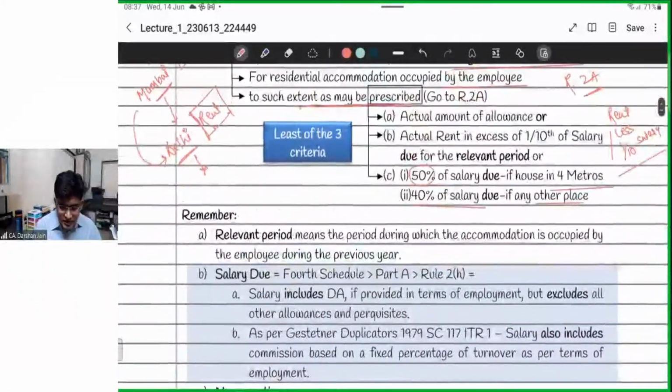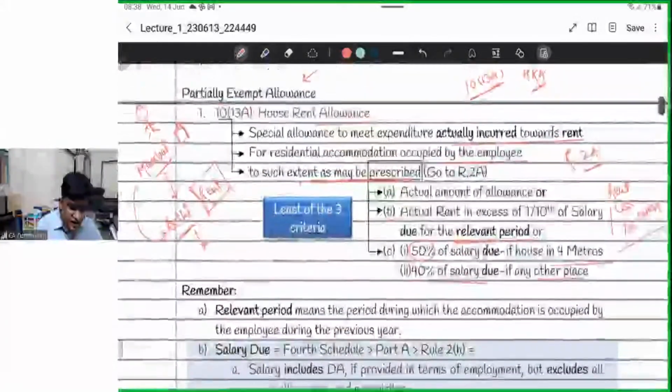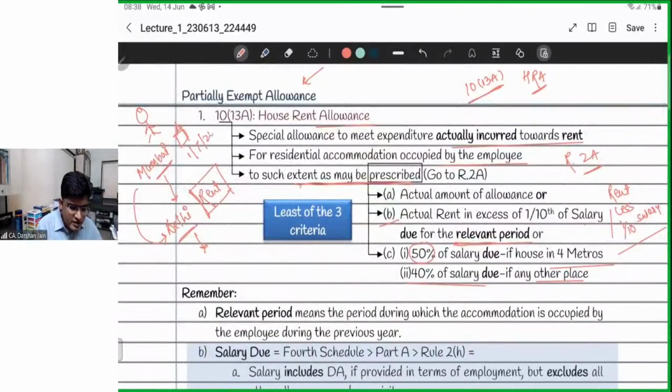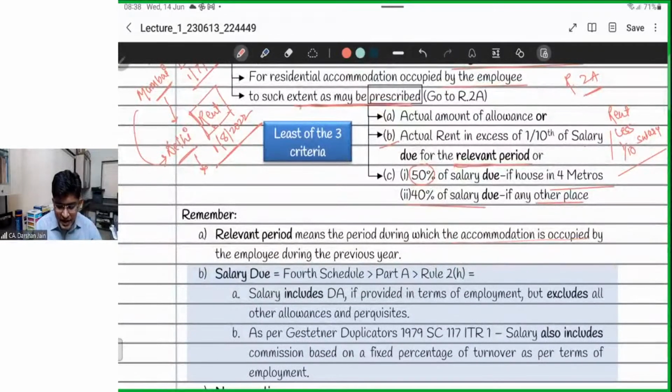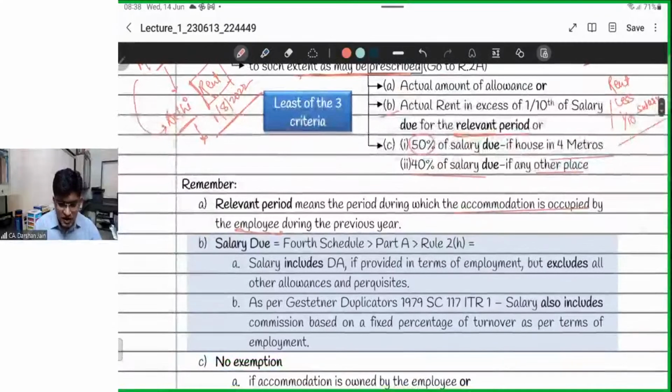Then, relevant period. See, when it comes down to point B here, it is rent paid in excess of 1/10 of salary for the relevant period. What is this relevant period? See, I was in Mumbai until 1st of, let's say, July 2022. Now I take a new house on rent only from, let's say, 1st of August 2022. So if I'm taking it in the month of August, my relevant period would start from August until March. So long as I've taken a house on rent, only then would there be an exemption. So relevant period means period during which accommodation is occupied by the employee. So if at all an accommodation is not taken or not occupied, there is no question of giving any exemption.